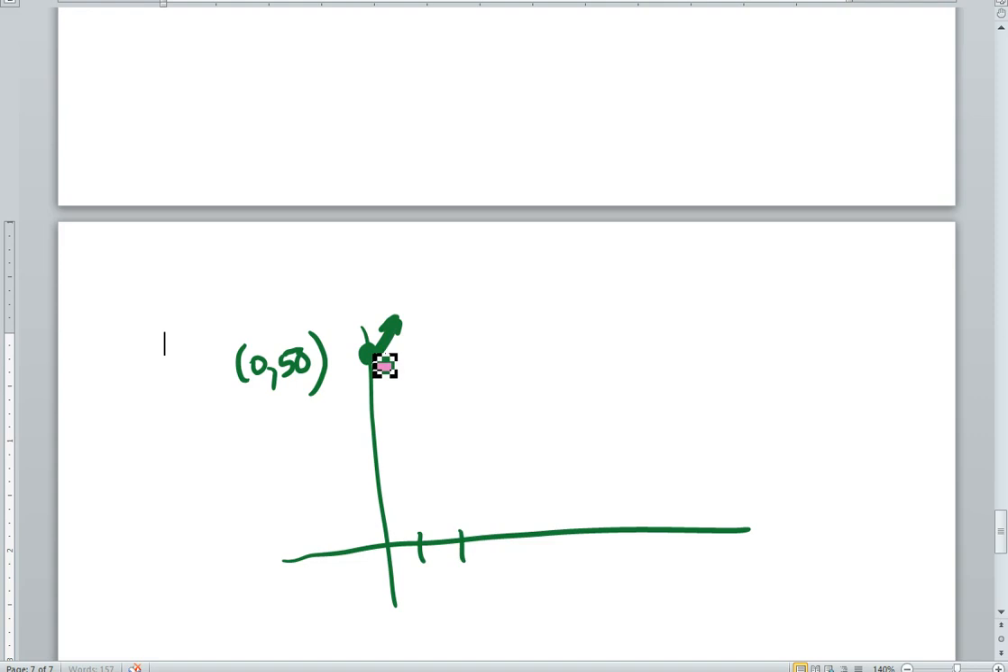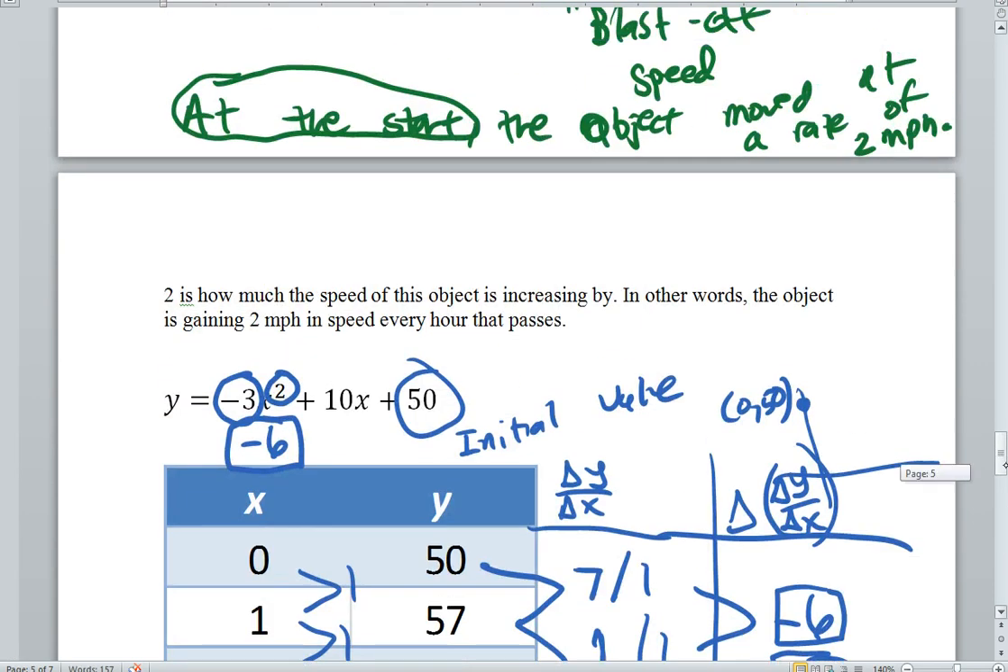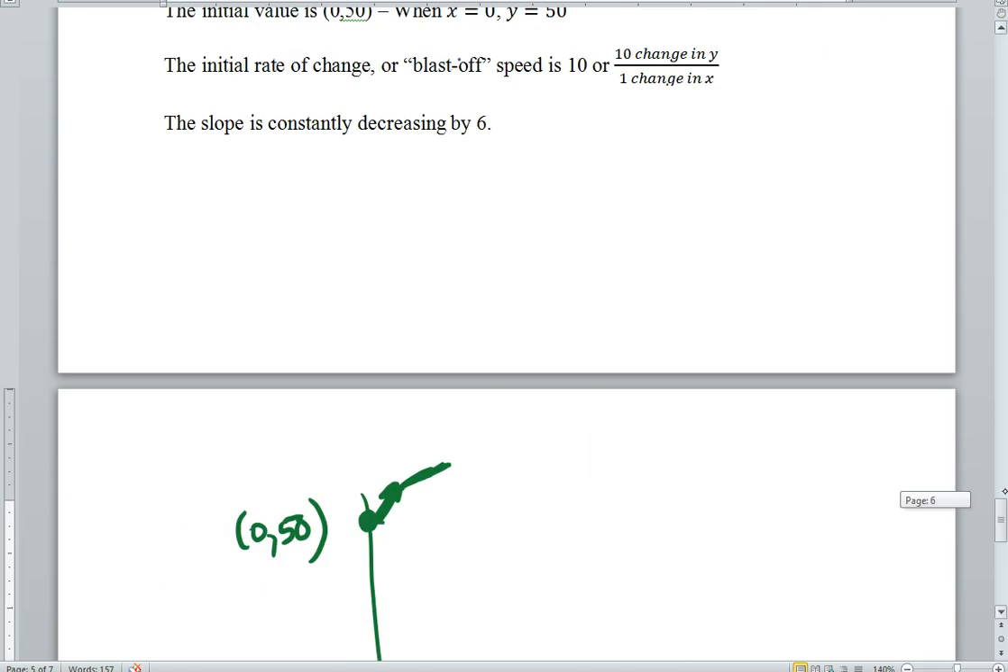So in other words, if this is my slope from 0 to 1, my slope from an x value of 1 to 2 will be a little bit less steep because the slope is decreasing. And going back to the table, we see that. So we had a slope of 7, then we had a slope of 1, then we had a slope of -5, then of -11, -17, -23.